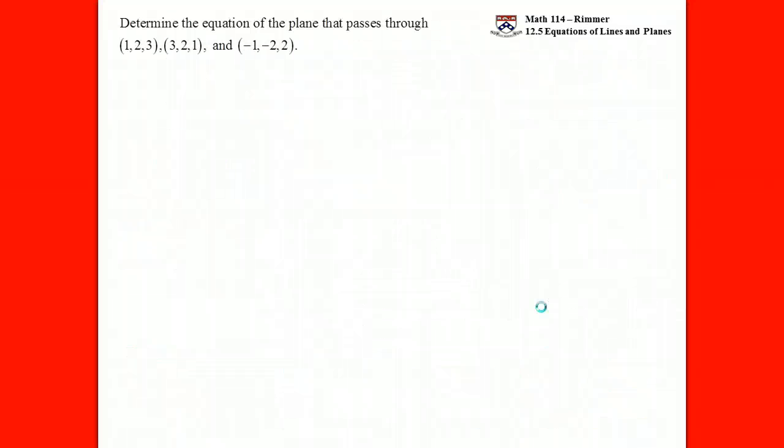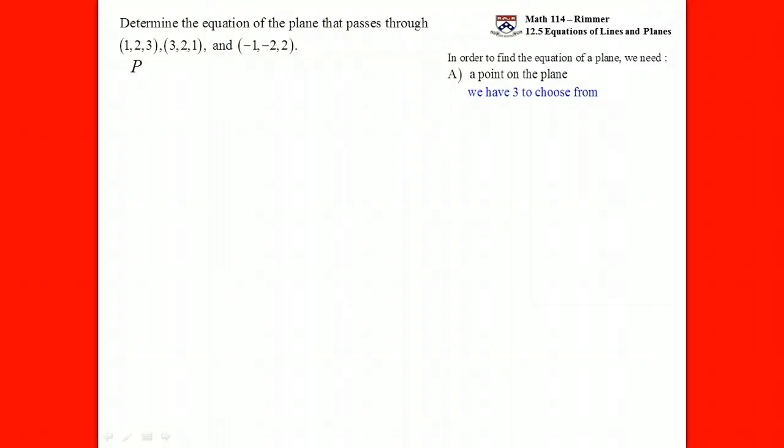Here are 3 points. That's enough to define a plane as well. We just saw that 2 lines in the plane is enough to define the plane. 3 points is the general basic thing you need to define a plane. And so we need to go and get the equation of the plane that passes through these 3 points. Remember what we need? We need a point and the normal vector. So pick any of these 3 points and you've got your point. Call them P, Q, and R.